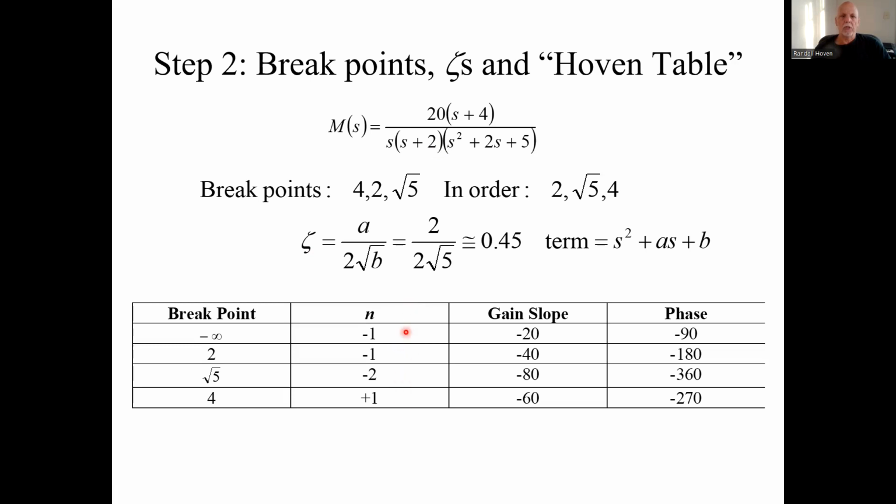Then I probably really should add another column right next to this, which is the cumulative n. You add these up going down. So it would be minus 1, minus 2, minus 4, minus 3. Then the gain is 20 times whatever that cumulative n is. And the phase is 90 degrees times whatever that cumulative n is. So minus 20, minus 40, minus 80, minus 60 corresponds to minus 1, minus 2, minus 4, right?